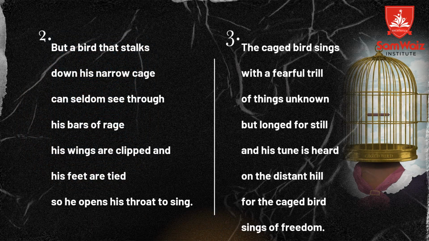Okay, let's go. Now we are looking at stanzas 2 and 3. So stanza 2 says, but the bird that stalks down his narrow cage can seldom see through his bars of rage. His wings are clipped and his feet are tied. So he opens his throat to sing.